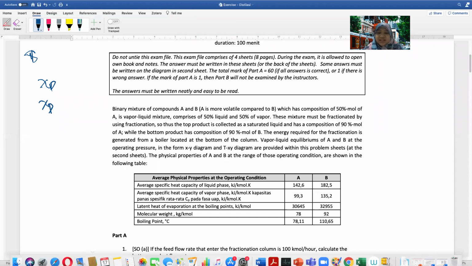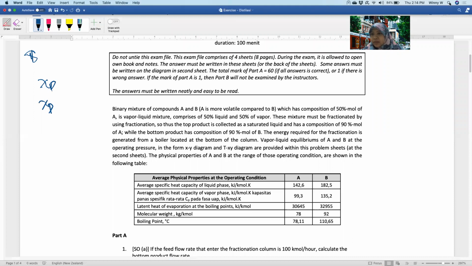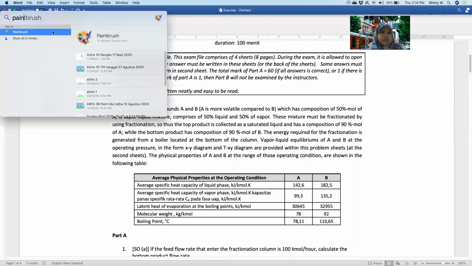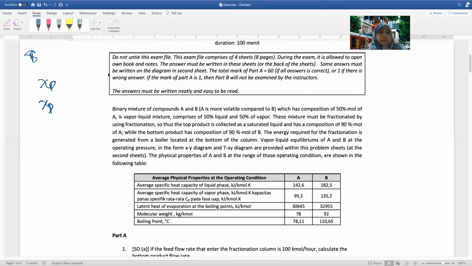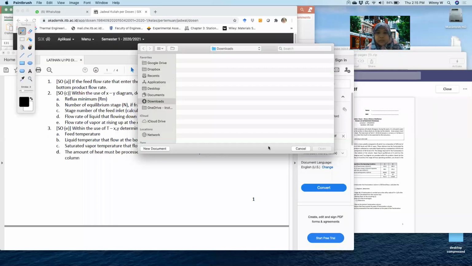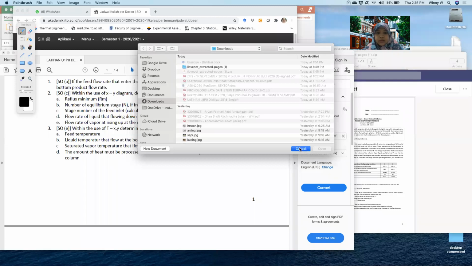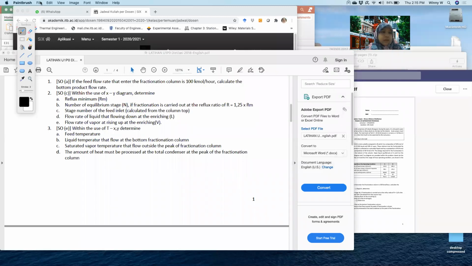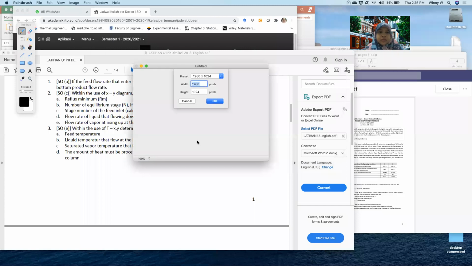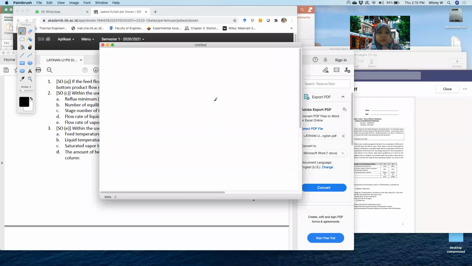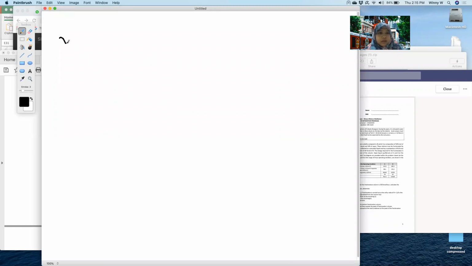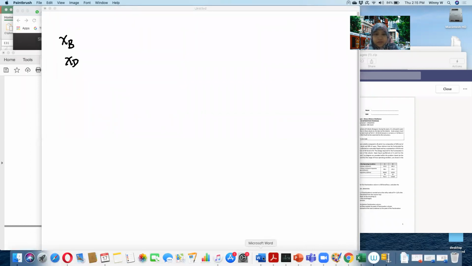I was curious. Just wait for me a second. Paint brush. Okay, let me. Looks fine when I write using Paint, but I don't know. It's just difficult to write this one.